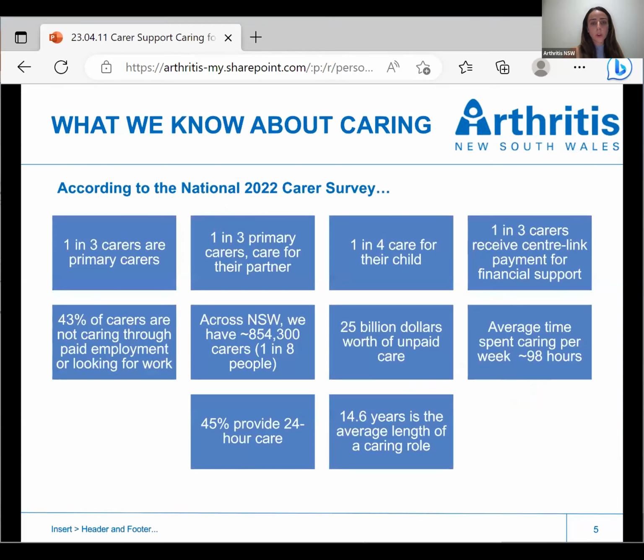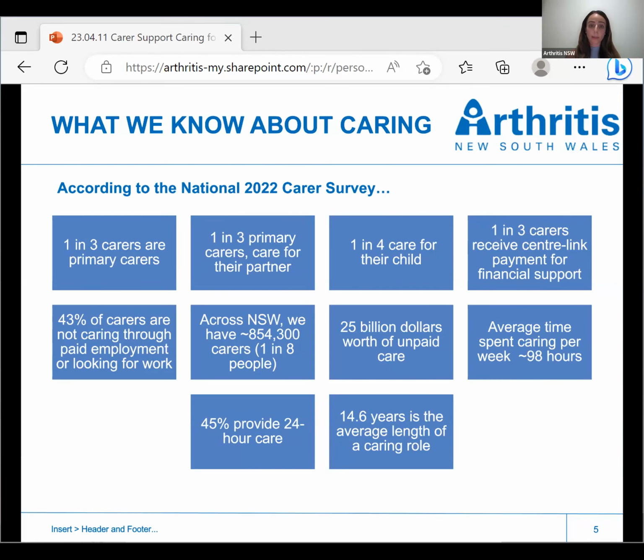So what I've got here is just a little bit of an overview of the data that was pulled out of the National 2022 Carer Survey. What I want to highlight here is that across New South Wales, we have approximately 854,300 carers. This is the equivalent to almost 1 in 8 people.